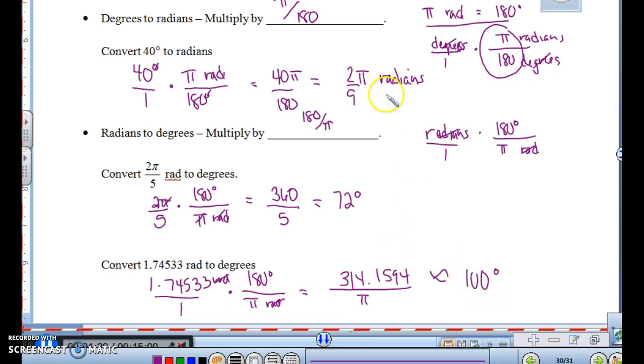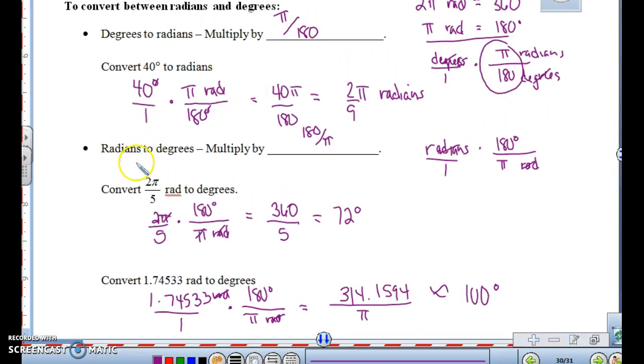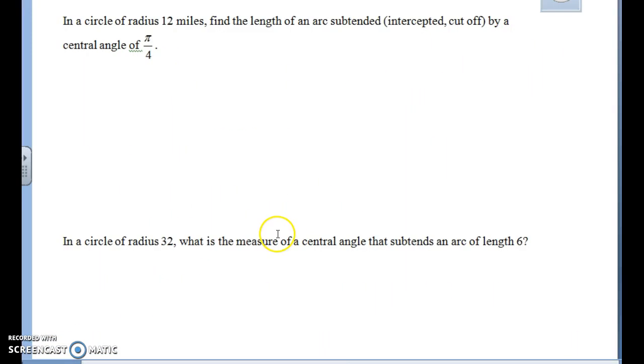Okay, so degrees to radians, you multiply by pi over 180. Radians to degrees, multiply by 180 over pi. You want to get the units to cancel and have the ones left over. These two formulas are on your reference sheet, so you will have them, but you do have to know how to use them.